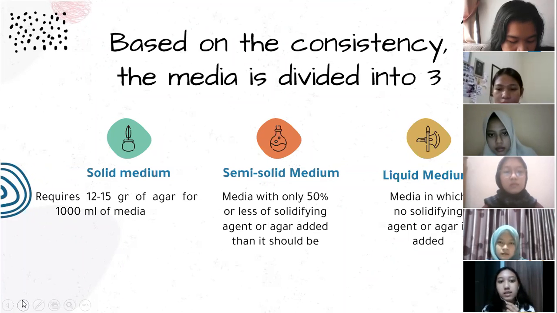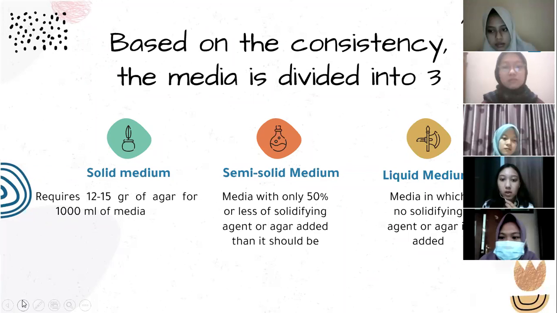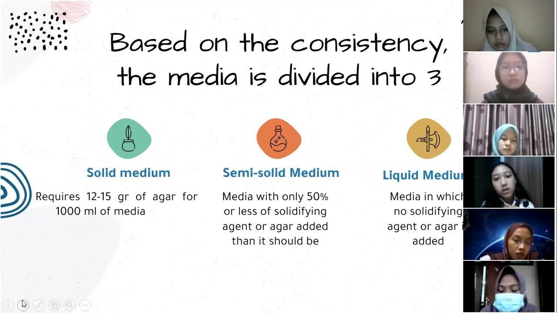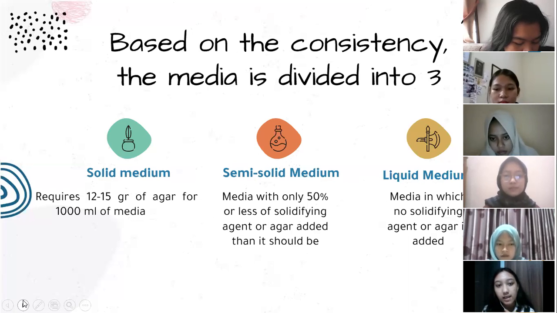Based on the consistency, the media is divided into three. The first, solid medium, requires 12 to 15 grams of agar for 1000 ml of media. The second, semi-solid medium, is media with only 50% or less of the solidifying agent or agar than it should have. And the third, liquid medium, is media in which no solidifying agent or agar is added.